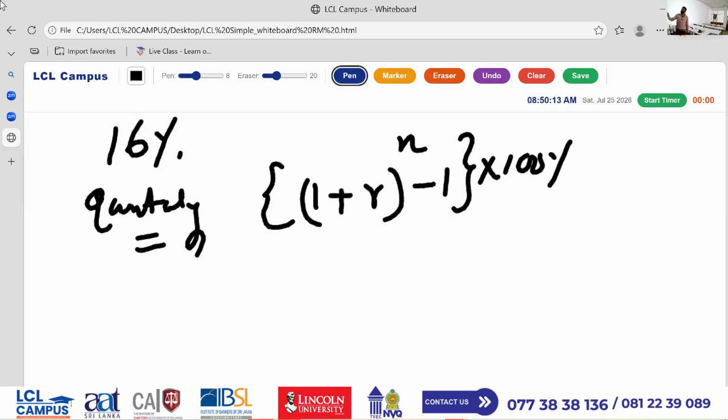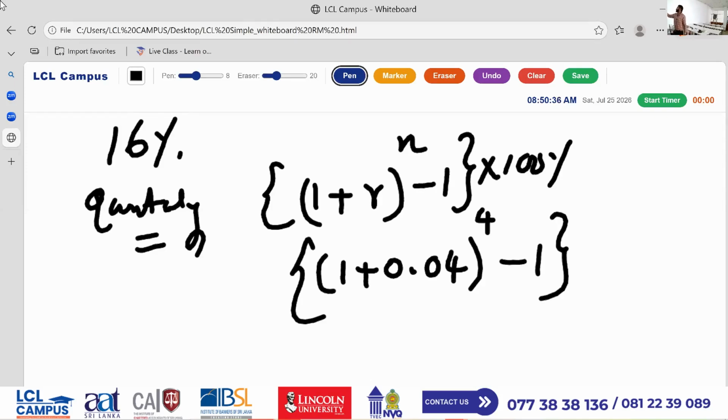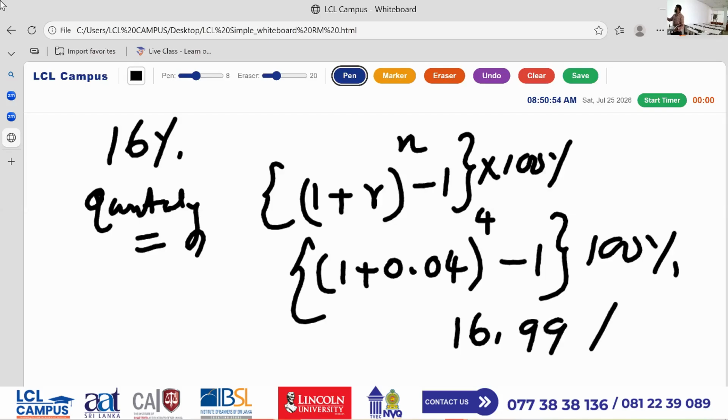So here the real R in the formula is 16/4, which means 0.04 to the power n. N means number of compounded times per year. Compounded quarterly means it is 4. Minus 1, then into 100%. Right? Answer may be 16.99. Third one answer. Yes. 16.99%.